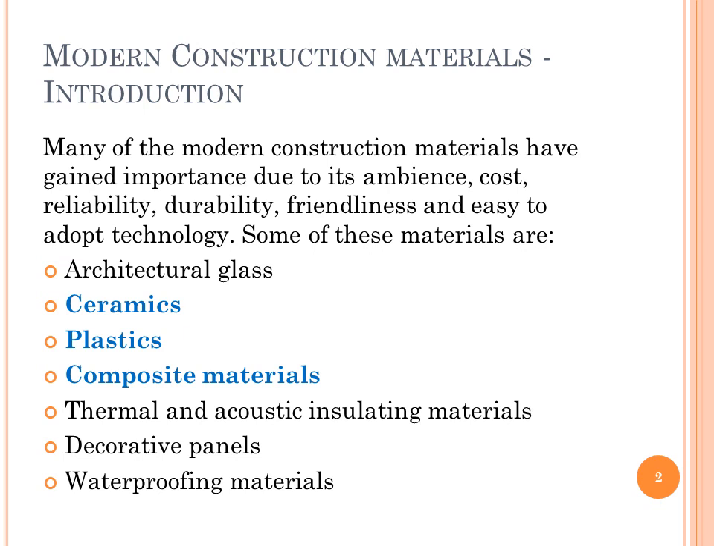In part 1 of modern construction materials, we have already discussed architectural glass. In this part 2, we will be discussing ceramics, plastics, and composite materials. In part 3, we will be discussing thermal and acoustic insulating materials, decorative panels, and waterproofing materials.